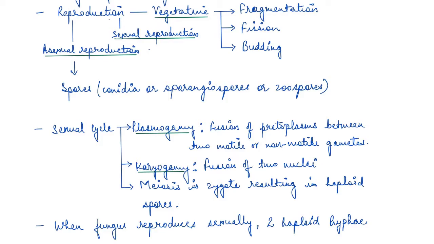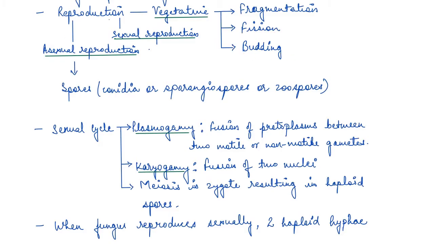Then they reproduce by fission. So basically one fungus divides into two, and they also reproduce through budding. They produce buds on the body, and it basically gets produced as a new fungal organism. Okay, so vegetatively they reproduce through fragmentation, fission and budding.